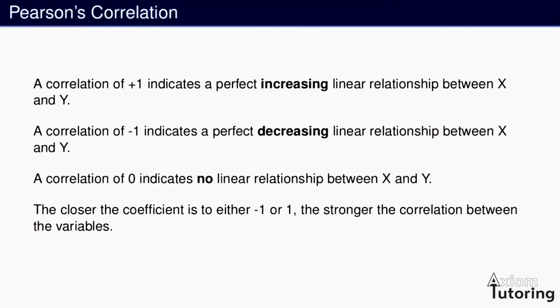Pearson's correlation should really be used with interval variables. Now, a correlation of +1 indicates that there's a perfect increasing linear relationship between x and y, and a correlation of -1 indicates a perfect decreasing linear relationship between x and y. A correlation of 0 indicates that there's no linear relationship between x and y. And the closer the coefficient is to either -1 or 1, the stronger the correlation between the variables.